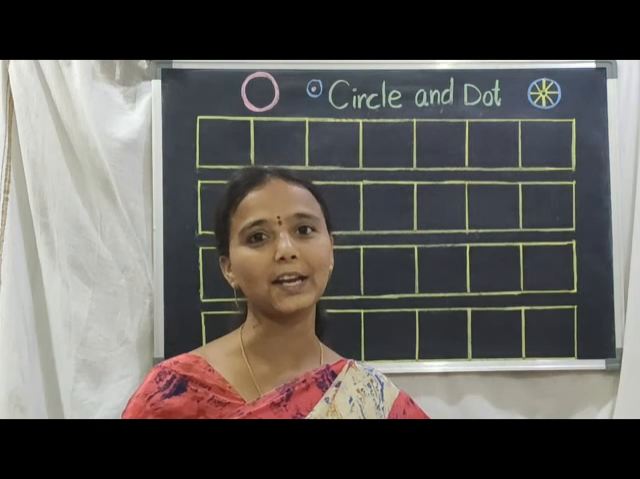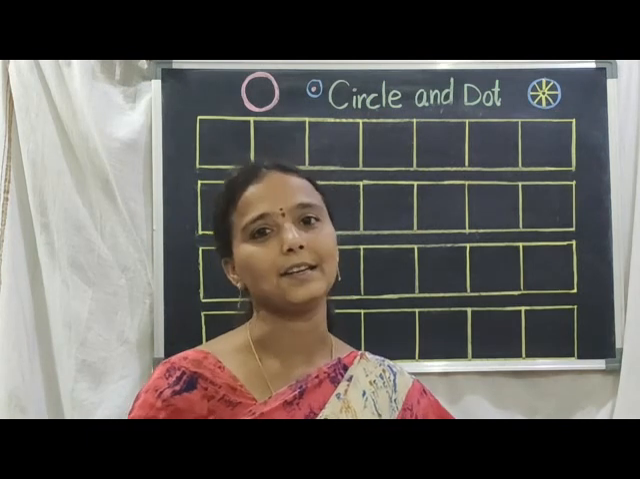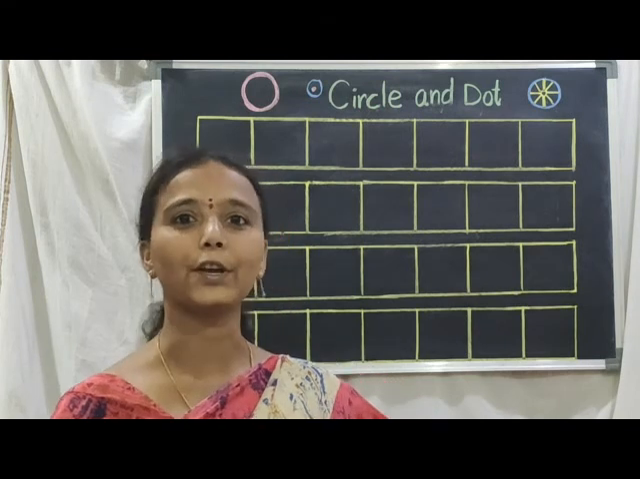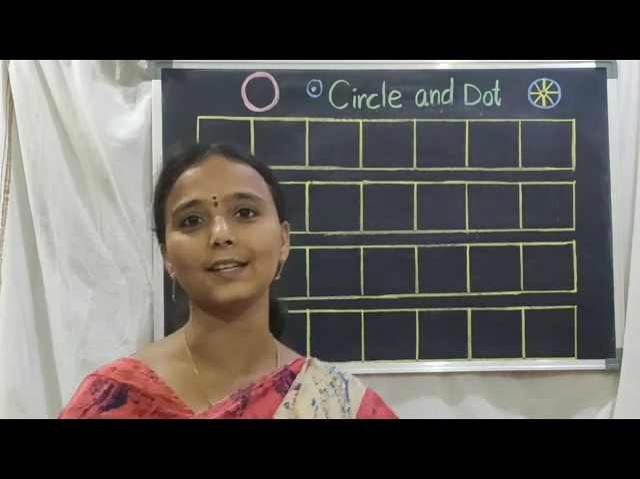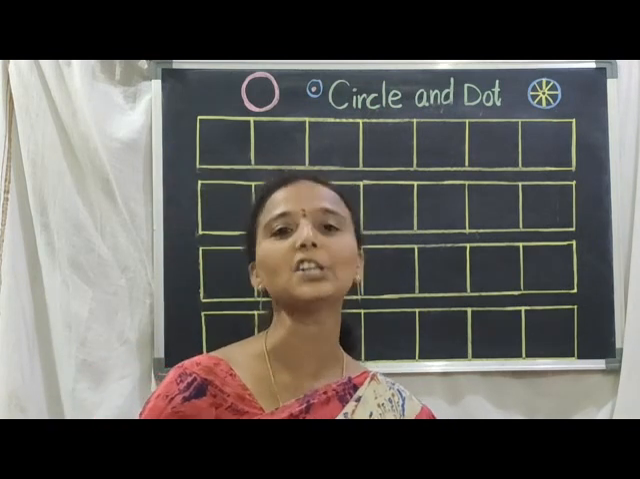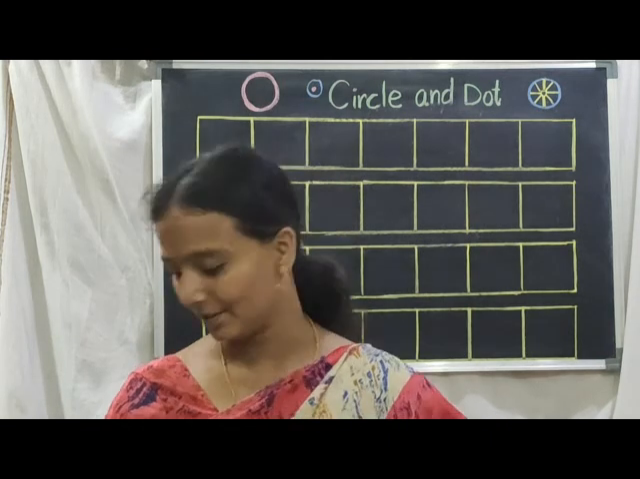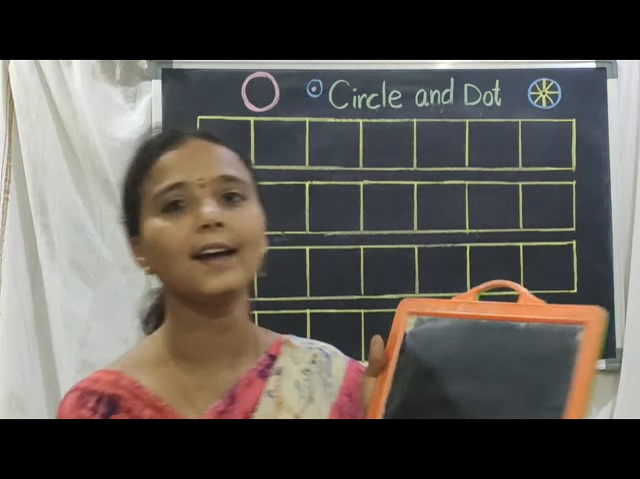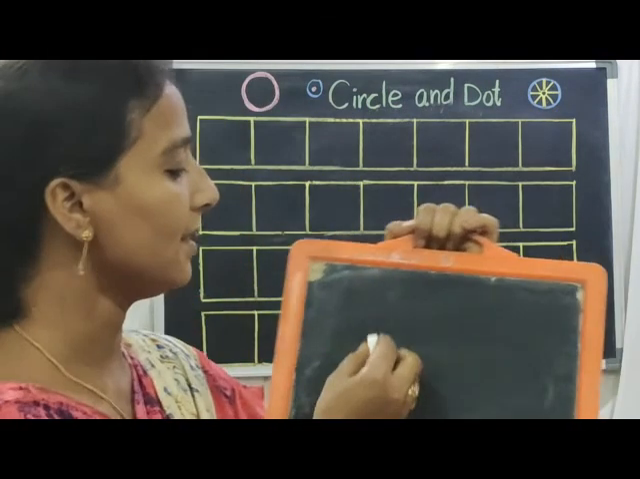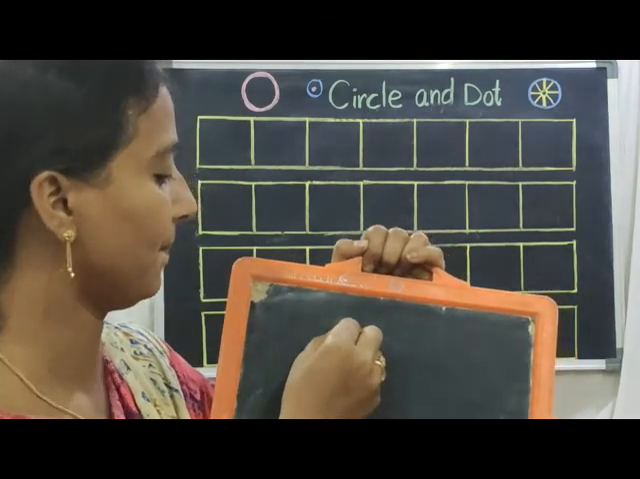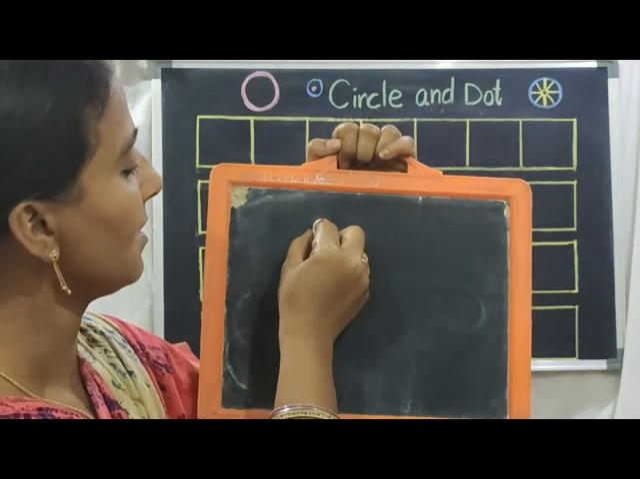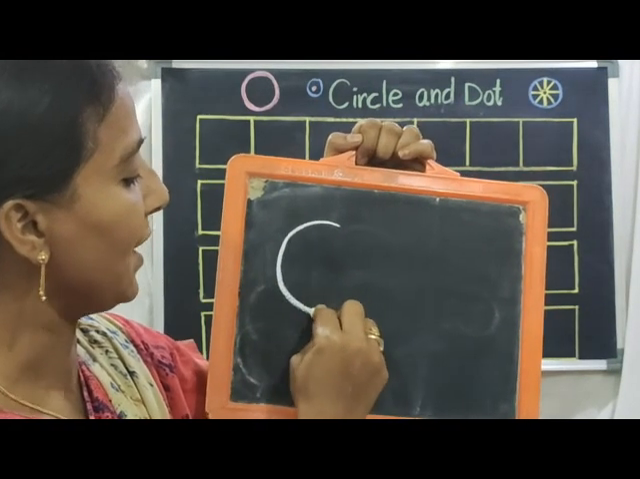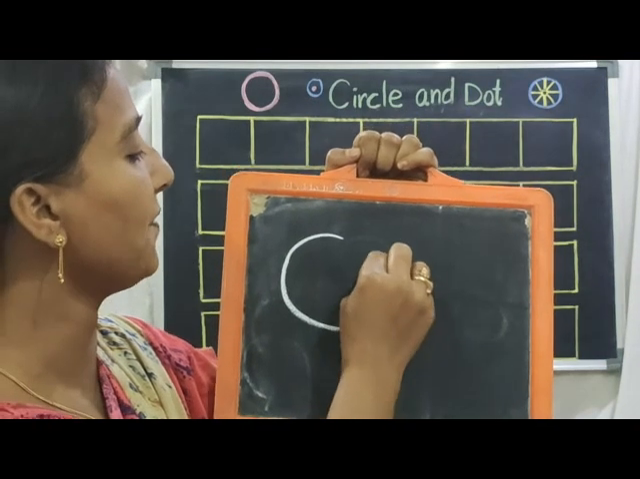Already we completed circle in a notebook. So today we are going to write the same circle in practice book and worksheet. Before that, you take your slate, children, and practice circle. All of you practice properly, children. Right curve and left curve.